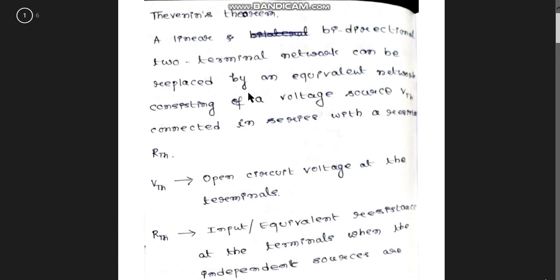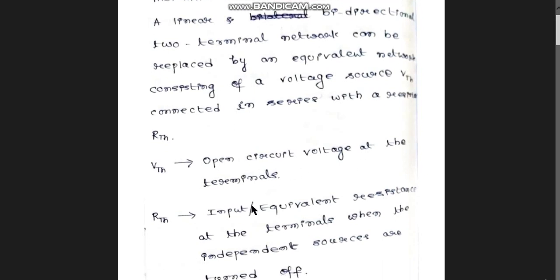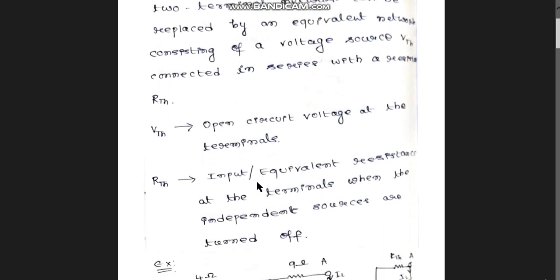So Thevenin's theorem states that a linear and bidirectional two-terminal network can be replaced by an equivalent network consisting of a voltage source VTH connected in series with a resistance RTH, where VTH is nothing but the open circuit voltage at the terminals and RTH is the input or equivalent resistance at the terminals when the independent sources are turned off. So let us understand this theorem.